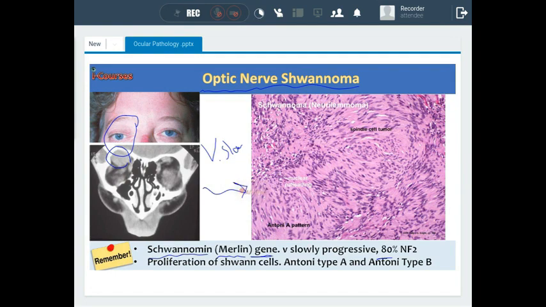Histopathological examination of this tumor will show that the schwannoma, or the neurilemmoma, is a spindle cell tumor. So the tumor cells are spindle in shape and show either Antoni type A or Antoni type B pattern. Either it is a fibrillary matrix in Antoni type A, or a myxoid matrix in Antoni type B. So Antoni type A and Antoni type B are specific histopathological types of orbital optic nerve schwannoma.